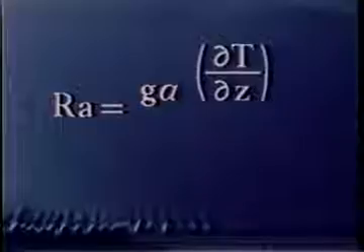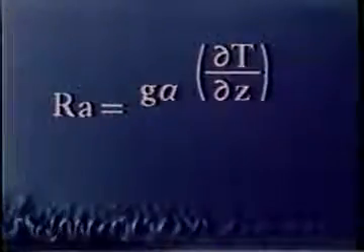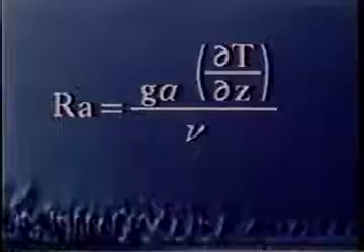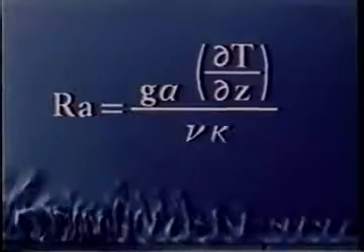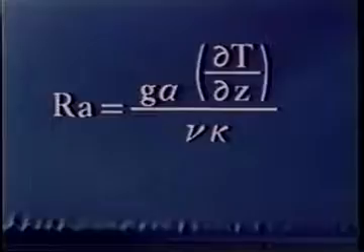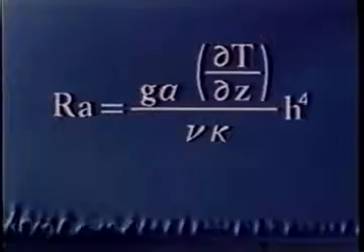The critical parameter is the Rayleigh number, which involves gravity, the thermal expansion coefficient, the vertical temperature gradient, and the effects which tend to prevent instability: viscosity and thermometric conductivity. And finally, a length parameter h, such as the thickness of the fluid layer. Above a critical value of the Rayleigh number, a layer of fluid will be unstable.